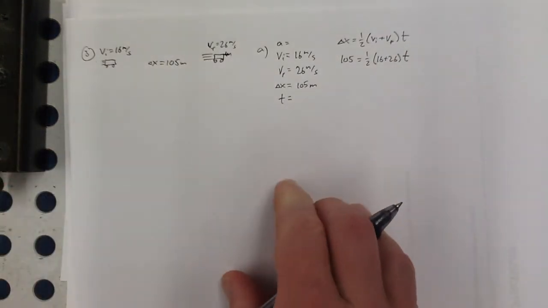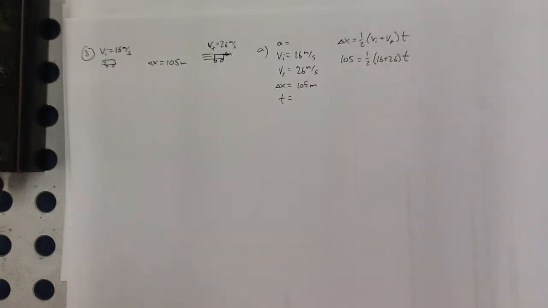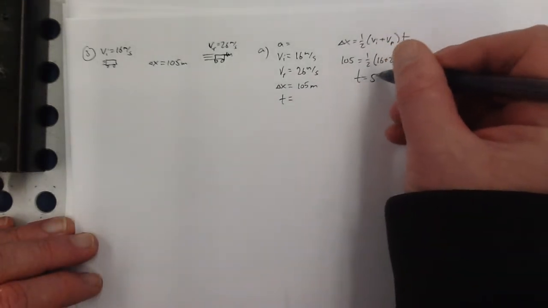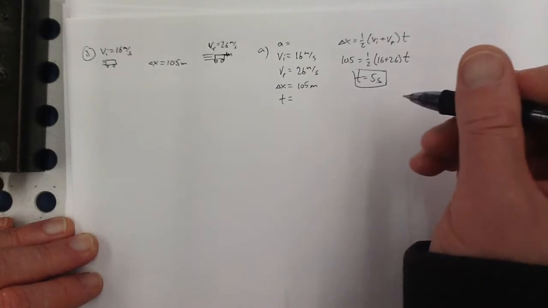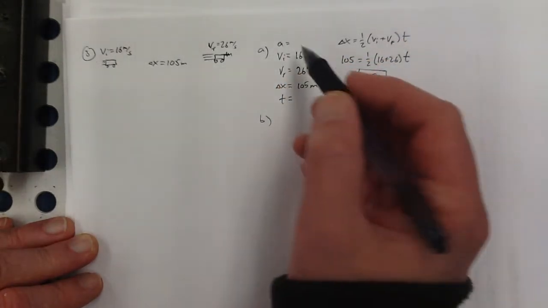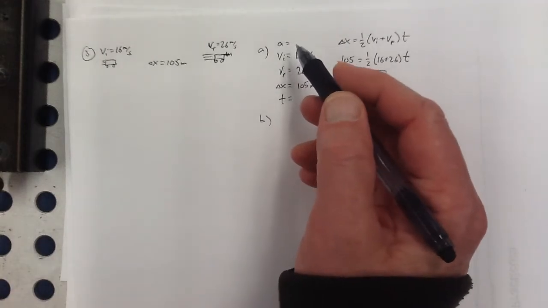All right. So what's the average of 16 and 26? Pretty sure that is 21. So 105, let's say 5 seconds after you do that algebra there. And for part B, that was the time. Now we're going to be looking for the acceleration.